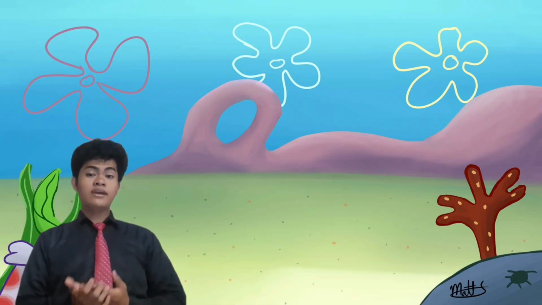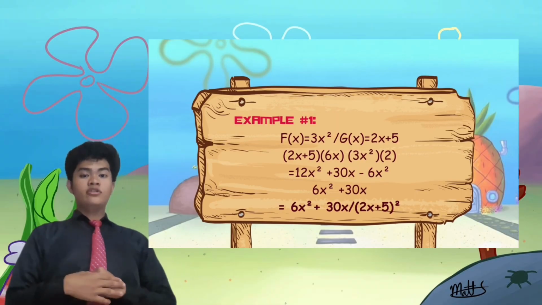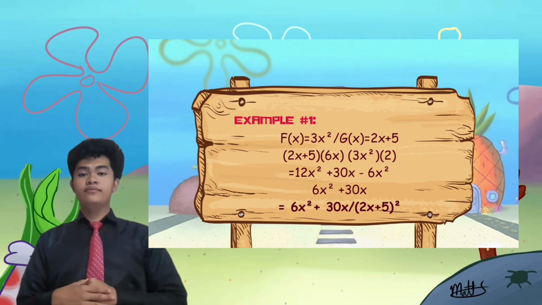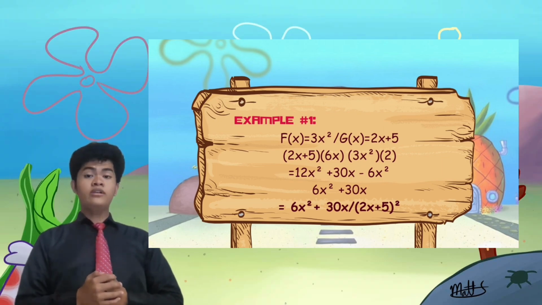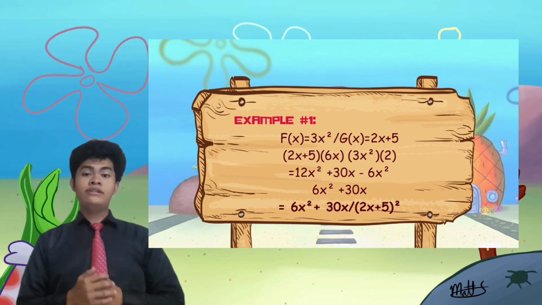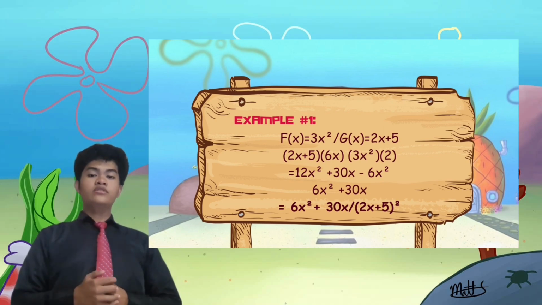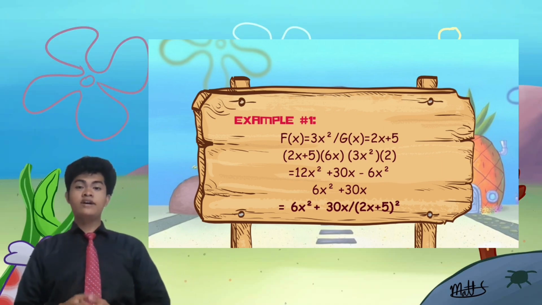Now let us proceed to example number 1. First, we need to find the derivative of f and g. Then we will proceed to follow the formula. We got 3x squared in the numerator as our f and 2x plus 5 as the g in our denominator. The derivative of 3x squared is 6x, and the derivative of 2x plus 5 is 2.